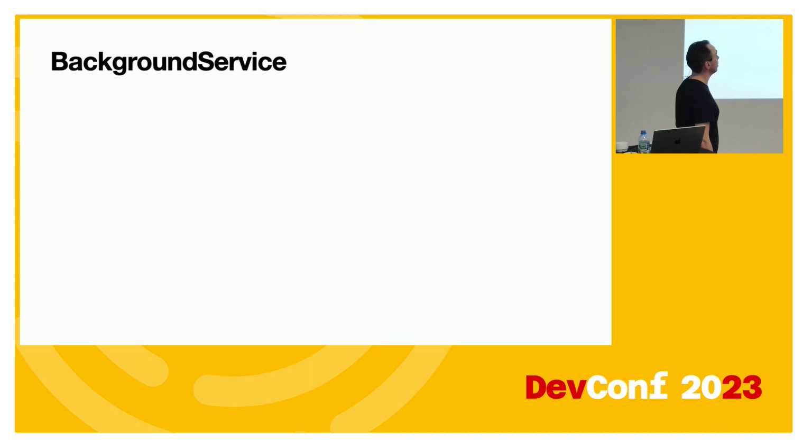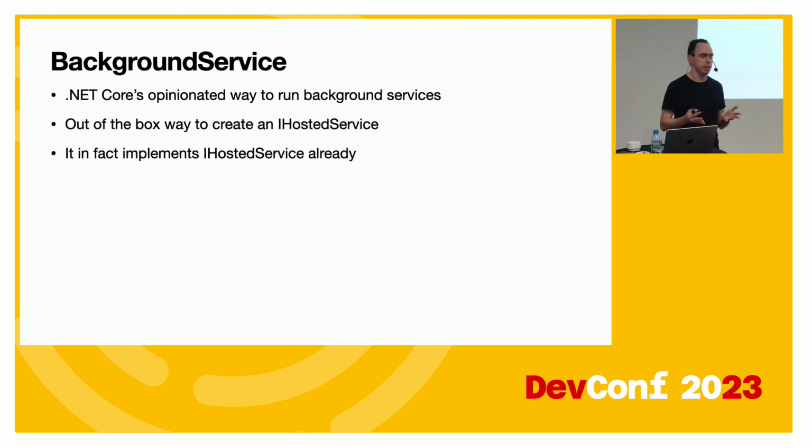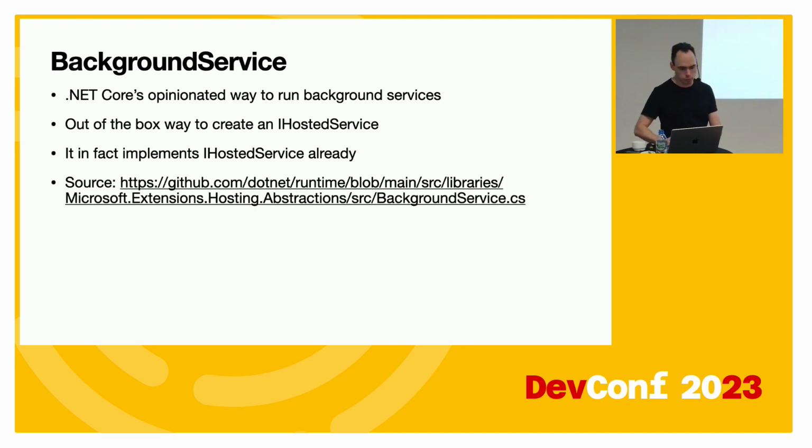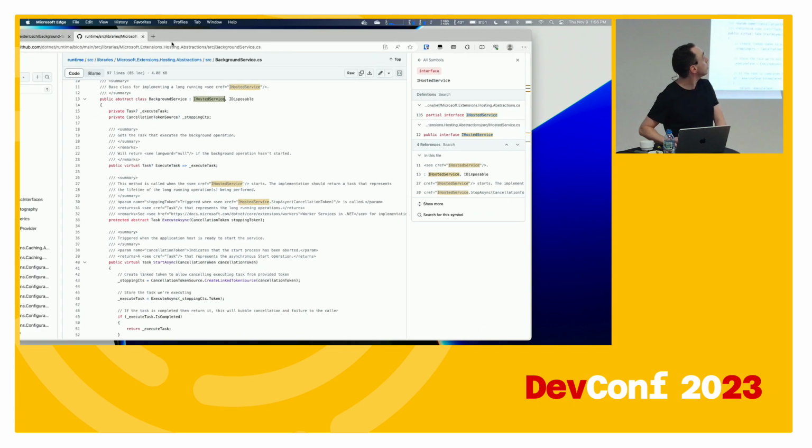BackgroundService is probably the one that I use the most. It is .NET Core's opinionated way to run background services. As I mentioned, it already is an IHostedService. And if we take a brief look at the source code, you can see that it's super simple. I have internet, right? Awesome. Okay, it's super simple. How about that? There we go.